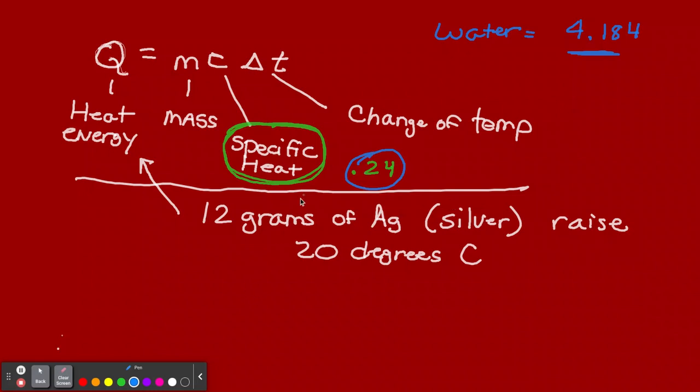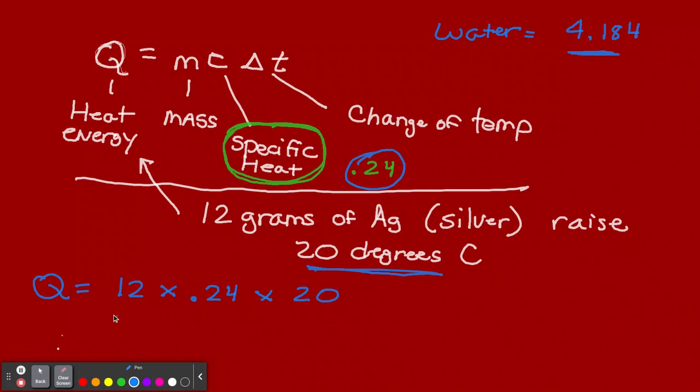So once we know our specific heat, we can just plug it in. We find out what Q is. Q is going to equal the mass of 12 times C, which we know now is the specific heat, which is given to you, 0.24. And then what's the change in temperature? Well, it's 20 degrees. We're changing it 20 degrees. Put all that together. Just multiply it. What would you get? Try that.